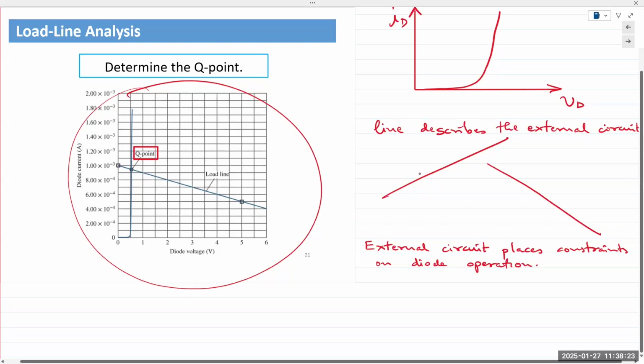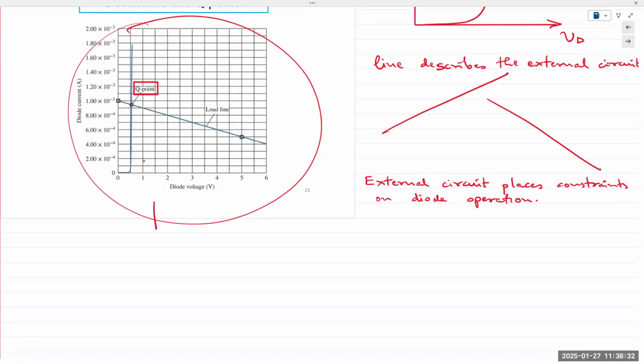Okay, the external circuit places constraints on the operation of the diode. So now, the intersection point is the solution, right? Two unknown variables, VD and ID. We need two equations, but in this graphical method, we need two plots. One is the diode characteristic plot. The other one is the line describing the external circuit. The intersection point of these two plots gives us the solution for the diode voltage and current.